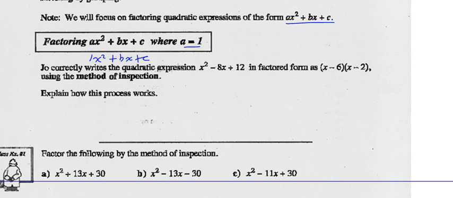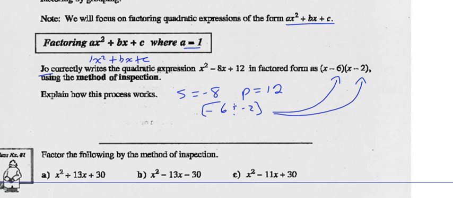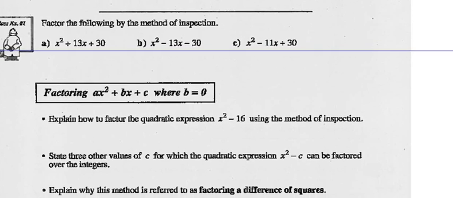Well, what Joe did was ask herself, what two numbers have a sum of the middle term, minus 8, and a product of the last term, 12? The two numbers that add to negative 8 and multiply to 12 are negative 6 and negative 2. So she used those two numbers as the factors of x squared minus 8x plus 12. We're going to use that same procedure in example 1.